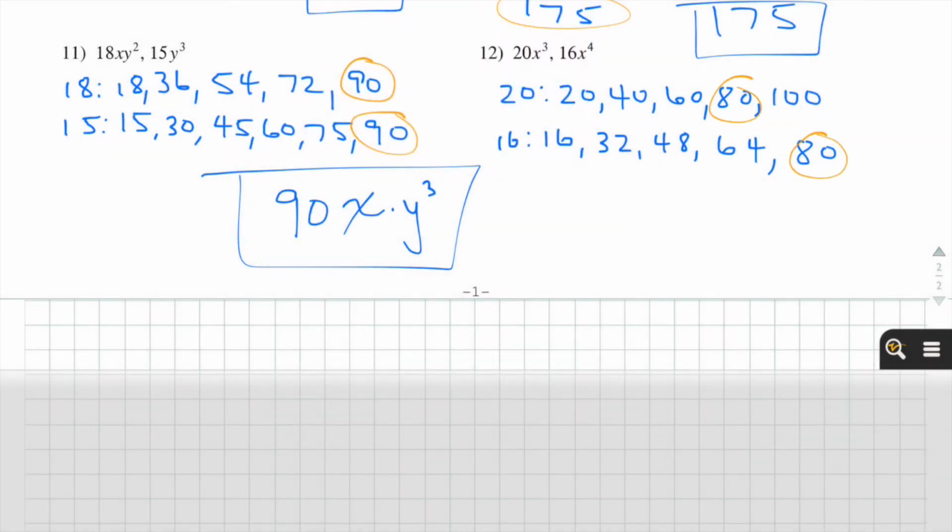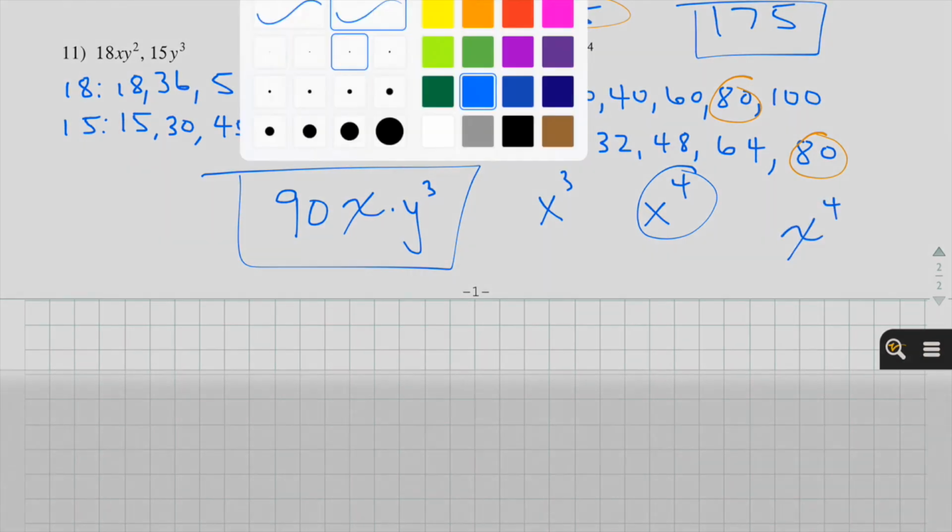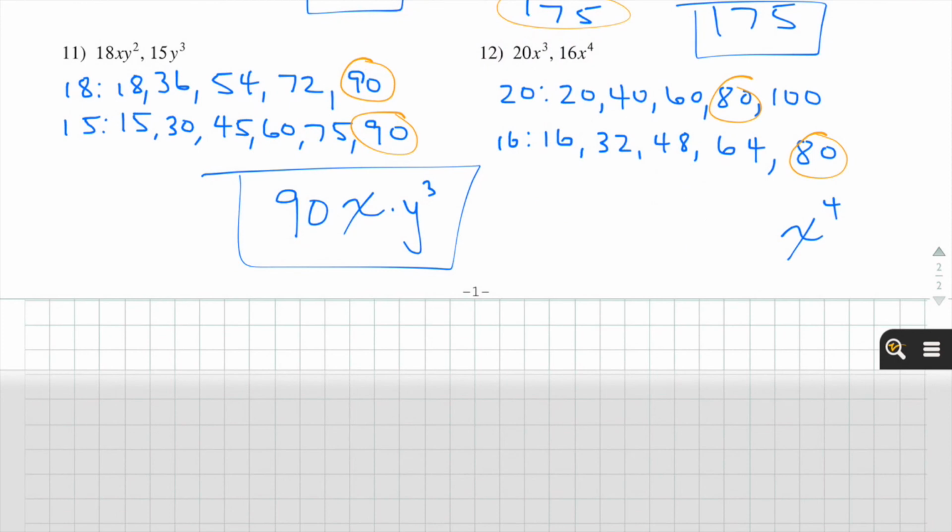But now we have to still look at the variables. So we have x cubed for the 20x cubed and x to the fourth for 16x to the fourth. Because this is a greater exponent, meaning the 4 is greater than the 3, that's what we're going to use for our final answer. So let's go ahead and erase that and write down 80x to the fourth as our final answer. And again, this is least common multiples.